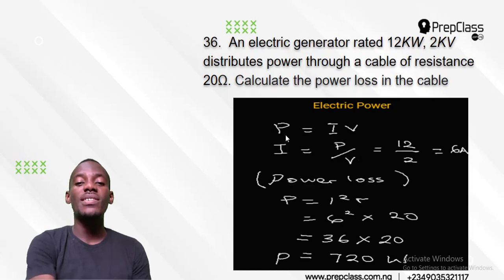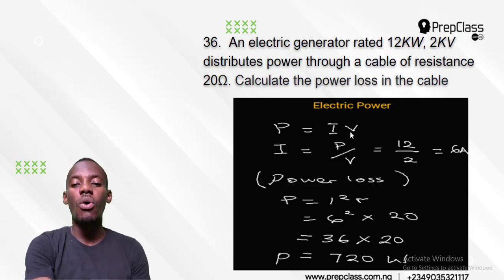How did I get that? I just moved the V beside the current from here to under the power. So the current I equals P over V. So my power is what? I was given 12 kilowatts for power, over the voltage, which is 2 kilovolts. Okay, 12 over 2 is therefore 6 amperes.